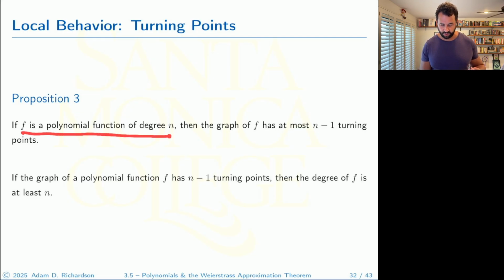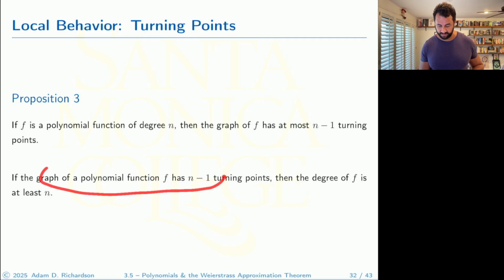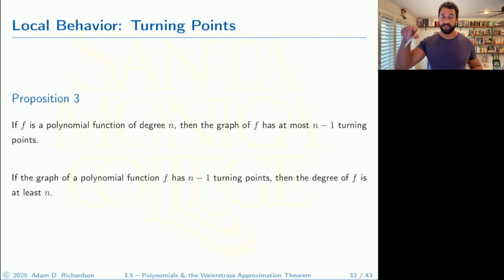If f is a polynomial function of degree n, then the graph of f has at most n minus 1 turning points, okay? At most. It doesn't mean that it has exactly n minus 1 turning points. It just means that it could have as many as n minus 1 turning points, all right? Moreover, if the graph of a polynomial function has n minus 1 turning points, like if you can see n minus 1 turning points, then the degree of f is at least n.